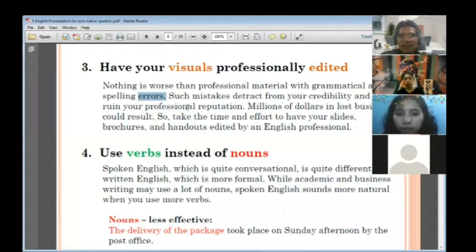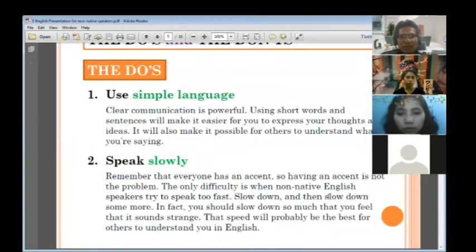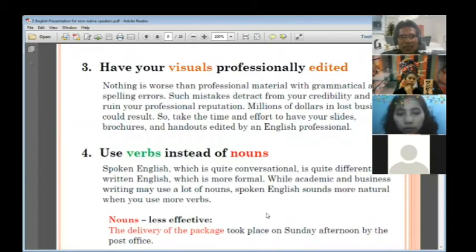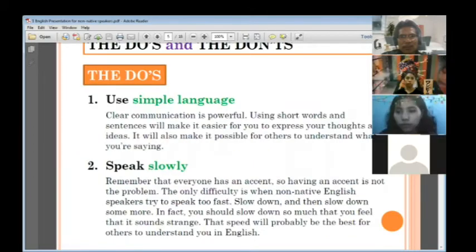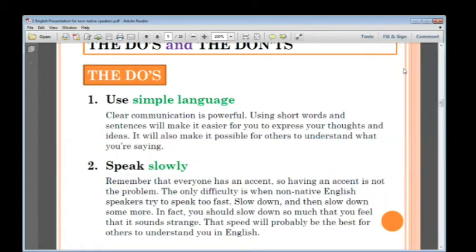Okay, and then the next one is use verbs instead of nouns. What I mean by using verbs instead of nouns here is that spoken English, which is quite conversational, is quite different from written English.